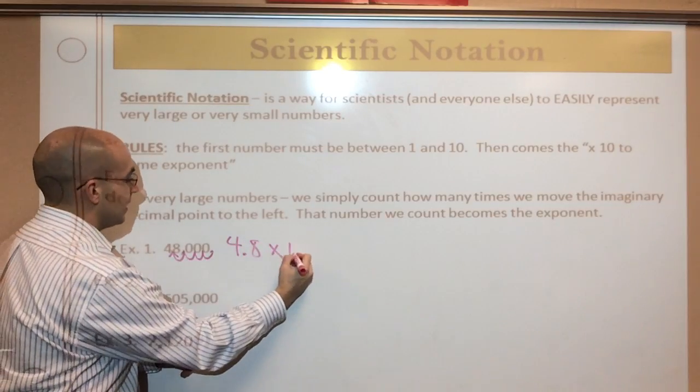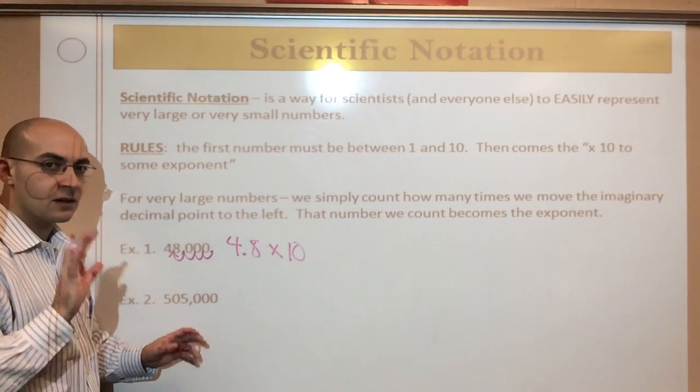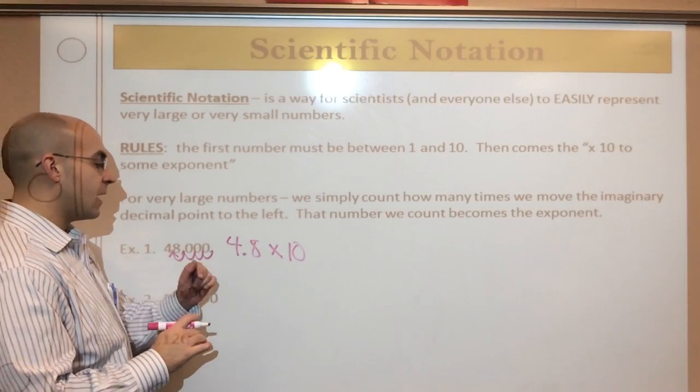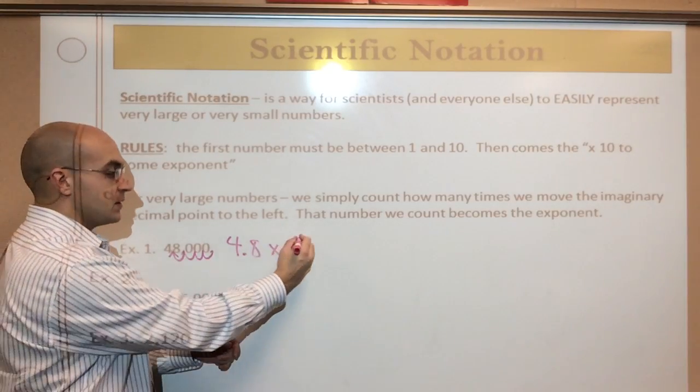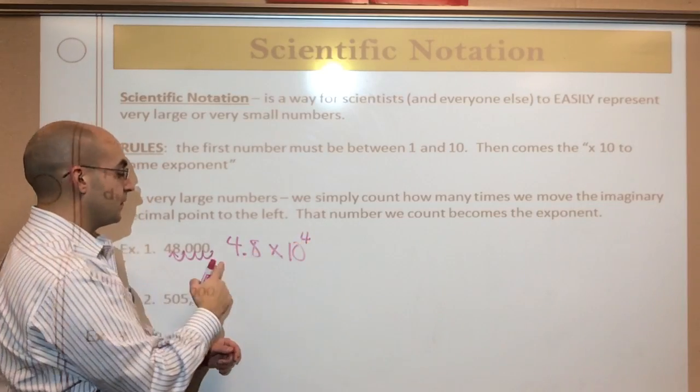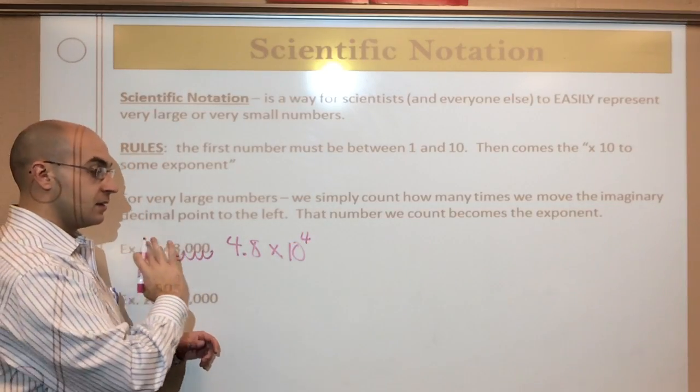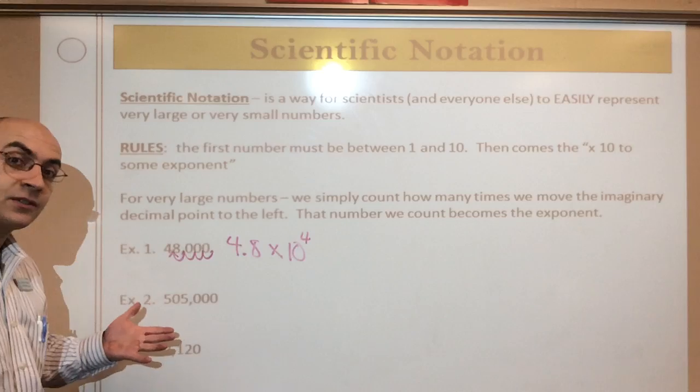We always write times 10. Times 10 is always here. Always, always, always. Now, the exponent is going to be the number of places that I moved the decimal. So that's going to be 4 times to the left. 1, 2, 3, 4. That's scientific notation. That's done. Not too bad.